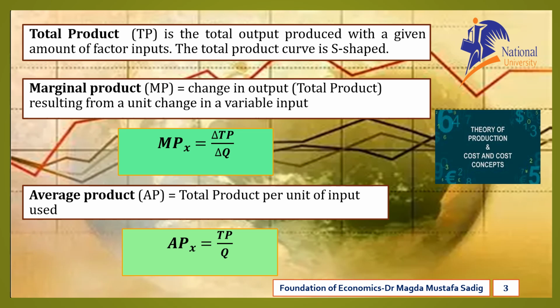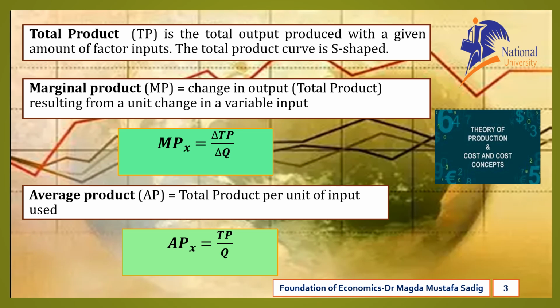Example, imagine a bakery using one oven, which is fixed, and increasing the number of workers. With one worker, they produce 10 cakes. With two workers, they produce 25 cakes. With three workers, they produce 40 cakes. So total product increases as more labor is added, up to a point.